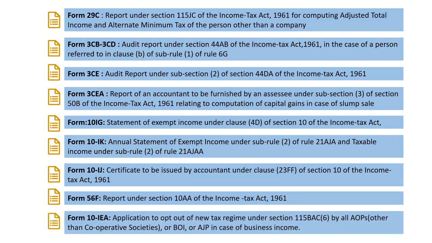Also, there is an addition. Form 10IEA, application to opt out of new tax regime under Section 115BAC subsection 6 by all association of persons other than cooperative societies or body of individuals or artificial judicial persons in case of business income.